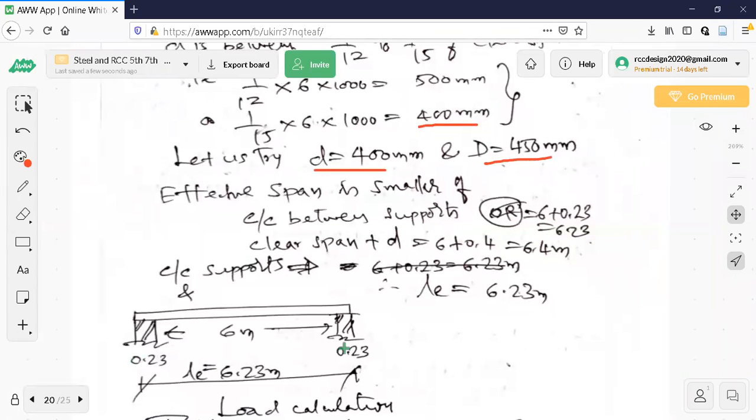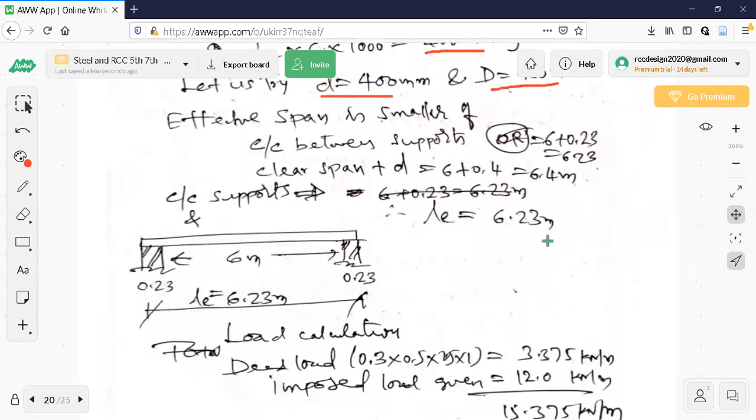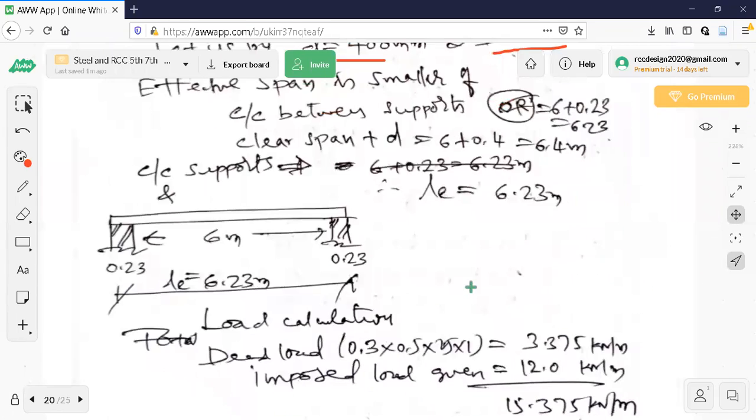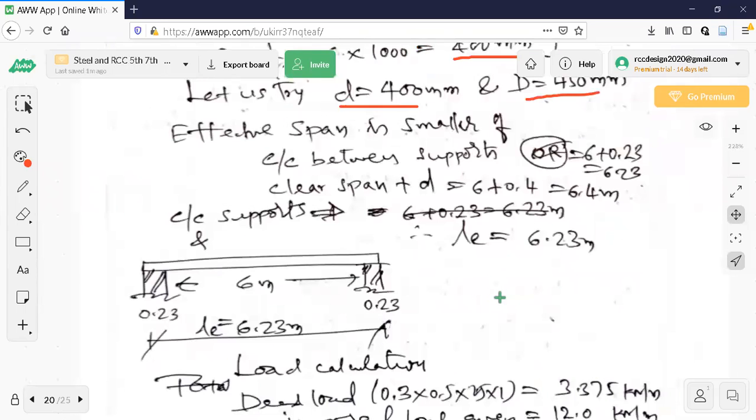So these are the supports. Clear span is given as 6 meter in the problem. They have given the width of the support as 230 mm. So this support is 230 mm, and this side it is 230 mm. Now observe here. I need to find out effective span, because in order to use WL square by 8, that L is not 6 meter, that L is effective span.